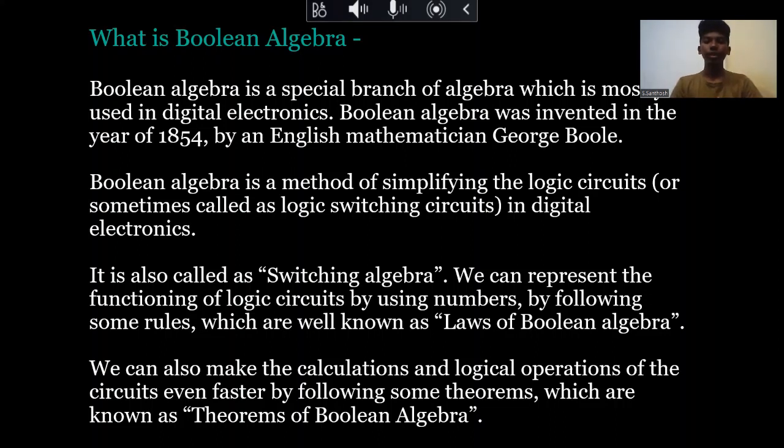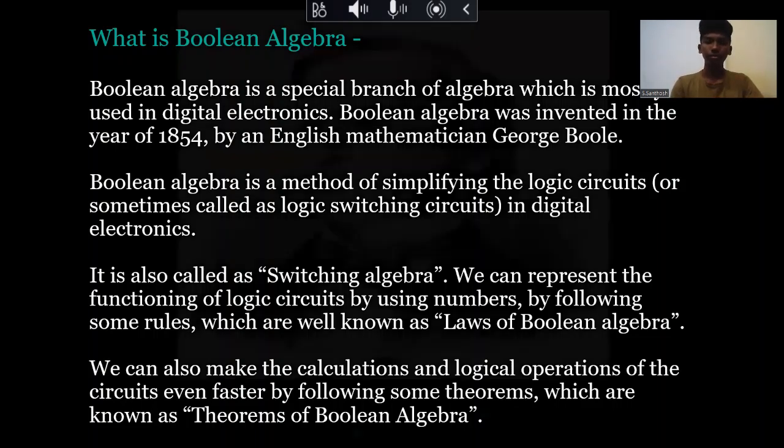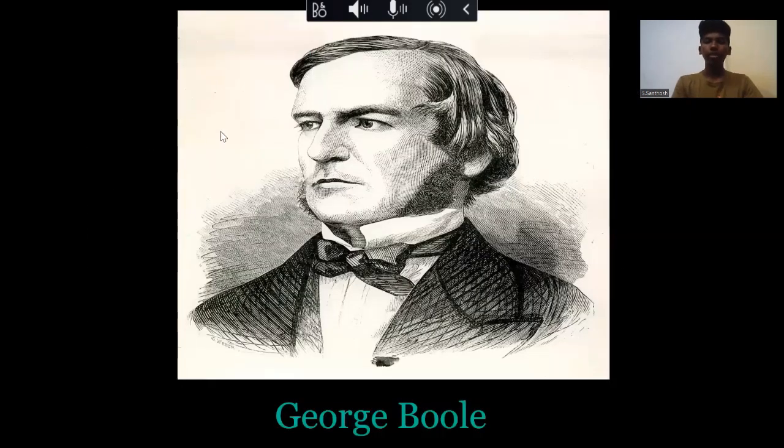We can represent the functioning of logical circuits by using numbers, by following some rules, which are also known as laws of Boolean algebra. We can also make the calculations and logical operations of the circuit even faster by following some theorems. Those theorems are known as the theorems of Boolean algebra. This is the scientist George Boole.